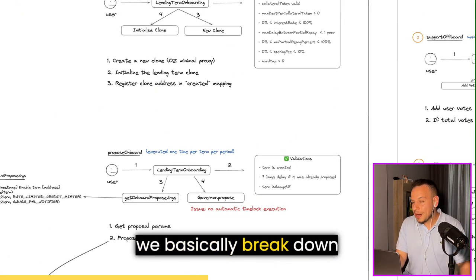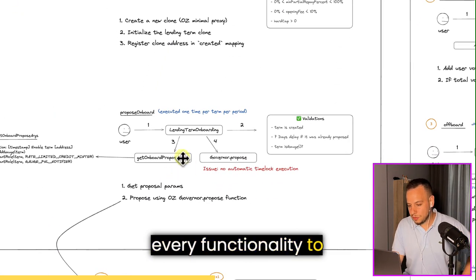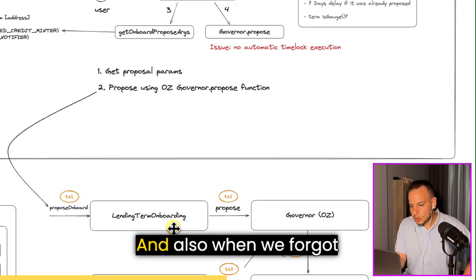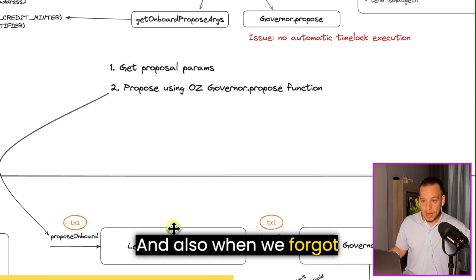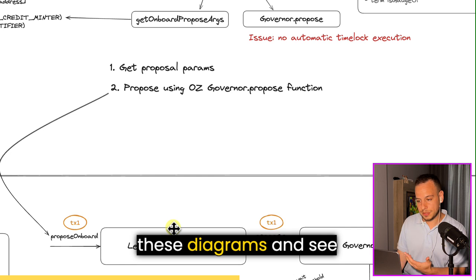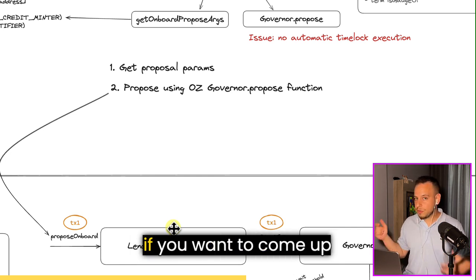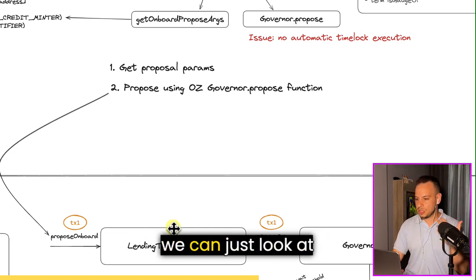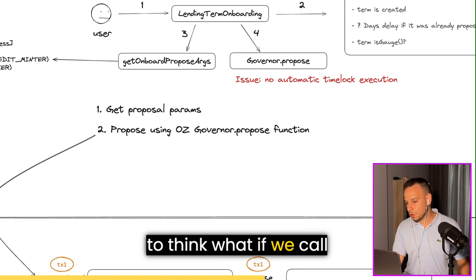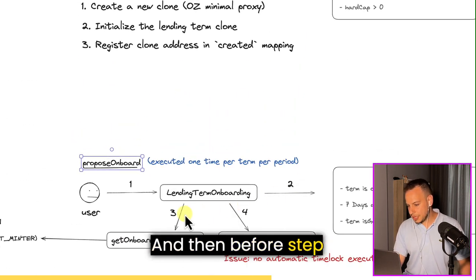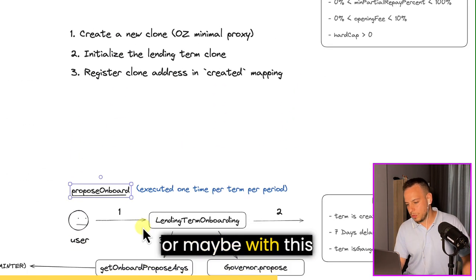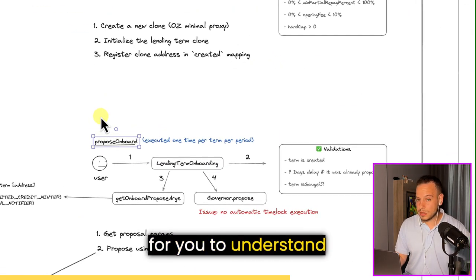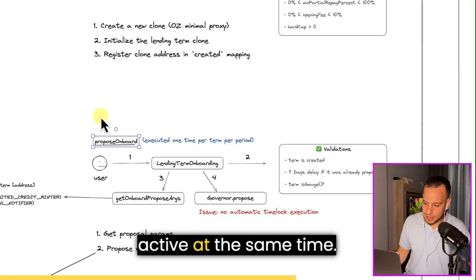You see, we basically break down every contract, every functionality to diagrams so we can understand them better. And also when we forget something, we can always go back to these diagrams and see how it works. Also, if you want to come up with attack ideas, instead of going and looking at the code, we can just look at these diagrams and try to think, what if we call this function? And then before step 3 happens, we call this function, or maybe with this callback, we call this function. So it's a very nice way for you to understand the protocol while being active at the same time.